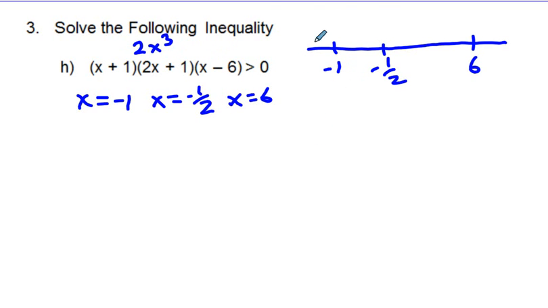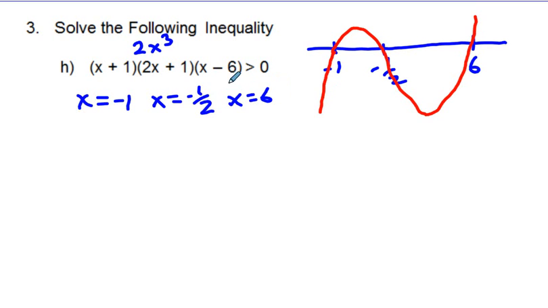So we're going to start low and end high, and since each of these zeros occurs only once, we know that each has a multiplicity of 1, meaning that we're going to cross the x-axis in every instance. So starting low, we're going to come up here, touch and cross the x-axis at negative 1, come down, touch and cross the x-axis at negative 1/2, come way down here, and then at 6 we're going to touch and cross the x-axis one last time.